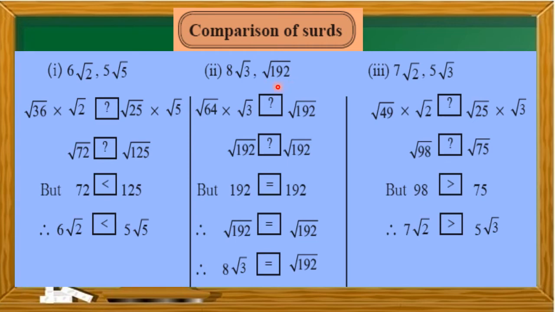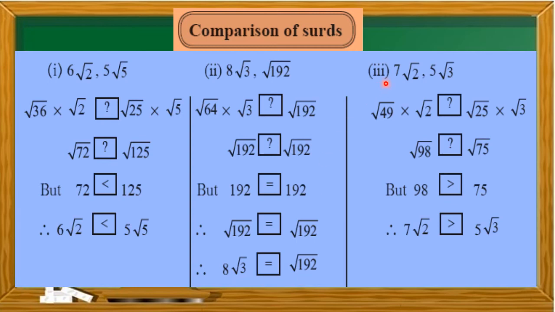Here, root 192, the whole number is in the square root. But you have to take this 8 in the square root. Therefore, root 64 into root 3 and root 192. Now 64 into 3 is 192. Therefore, root 192 and root 192. Here the radicand is 192, radicand is 192. Both are same. Therefore, 192 is equal to 192. Their square roots are also equal. Root 192 is equal to root 192. Therefore, 8 root 3 is equal to root 192.